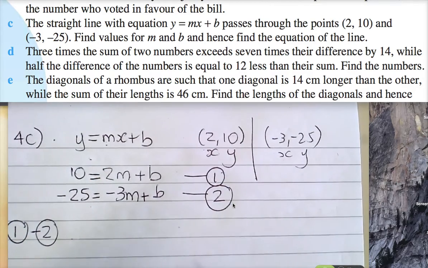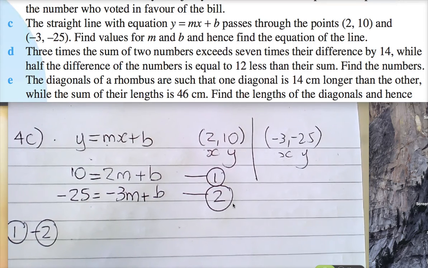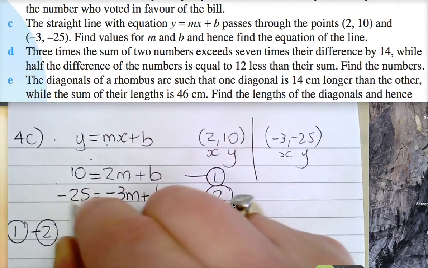What do you mean the B's are the same? Well, look. 2M plus B, minus 3M plus B. So I can eliminate. So I do equation 1 minus 2 because the B's are the same. If you subtract the equations, B minus B is 0. Anything take away itself is 0. So what do we have? 10 minus negative 25.